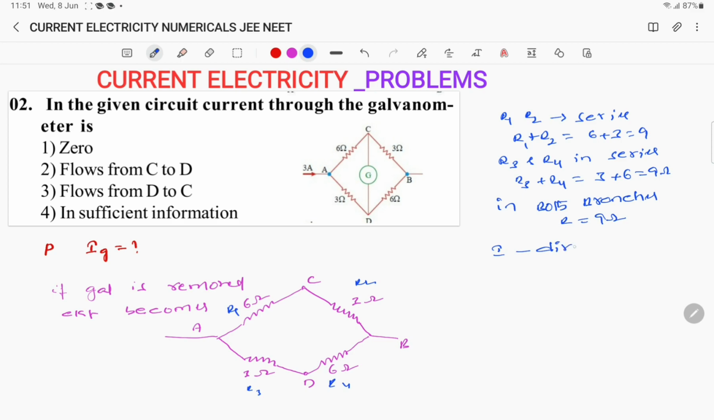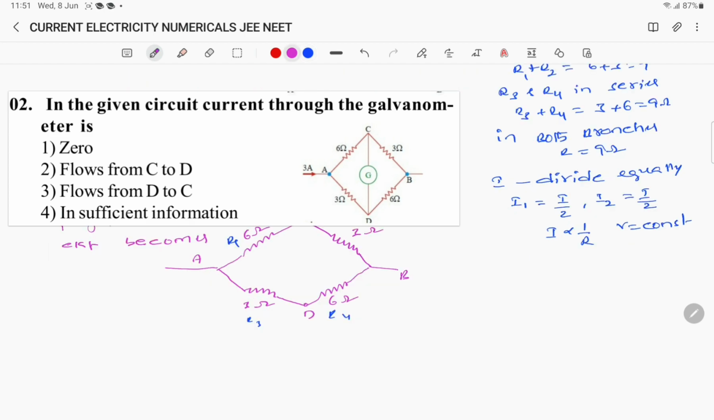If the resistance is the same, the current also divides equally. The current passing through each branch is the same. The main current divides equally, so I1 in the upper branch is I by 2, and I2 in the lower branch is I by 2. It divides equally because I is proportional to 1 by R, because V is constant. In parallel, V is constant according to Ohm's law.